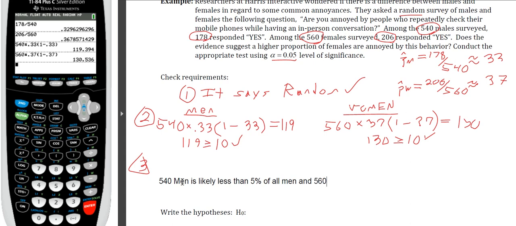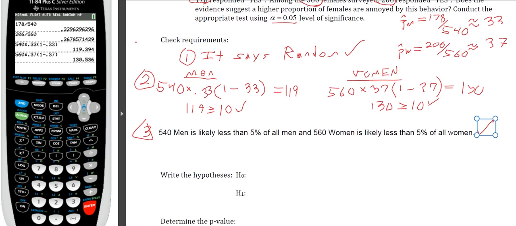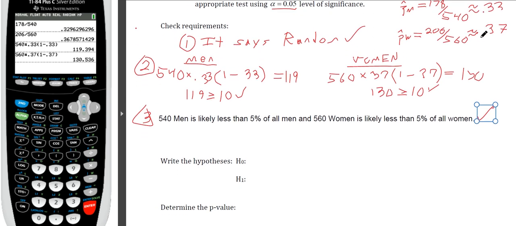And also we could say 560 women is likely less than 5% of all women. All right, so just move that up a bit. With all those conditions down, then that means that we are good. We have verified normality, at least to the extent that we need. So we have random, we have both samples are large enough, and we also have that they are small enough compared to the population. So everything seems good. With that, we should be able to run through and calculate our hypotheses.